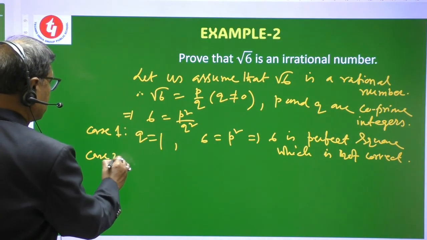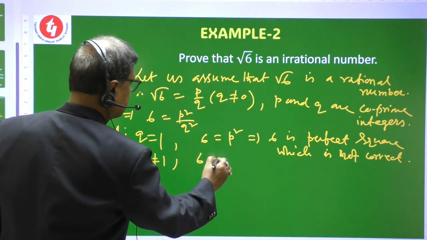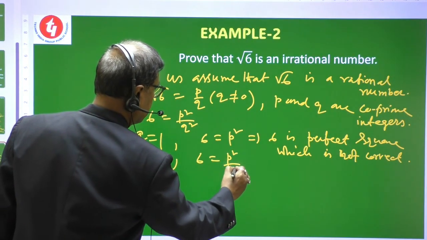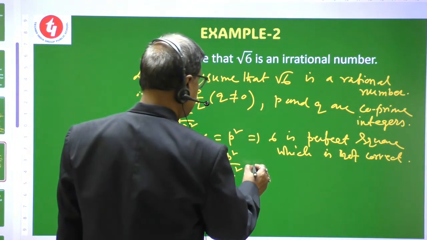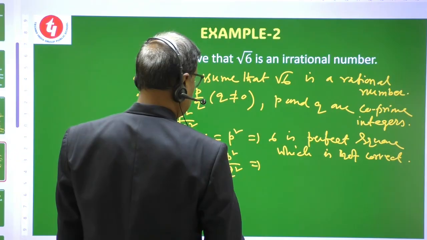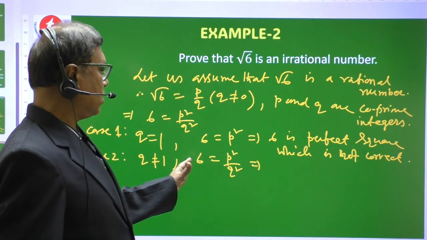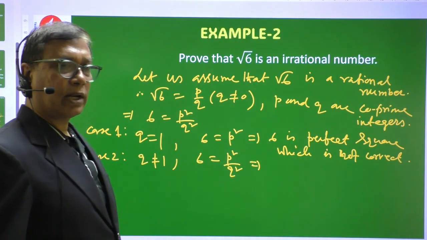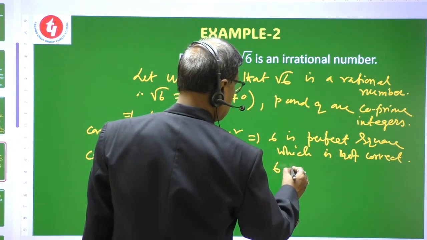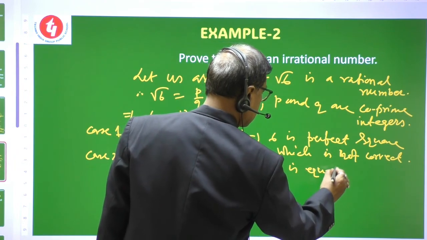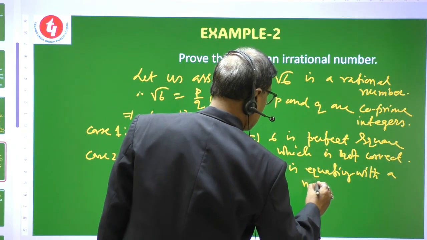Now case 2, q not equal to 1. So in this case we get 6 equal to p square upon q square. So from here, what are you getting? 6 is an integer value, whereas p square by q square is a non-integer value. 6 is equating with a non-integer value.